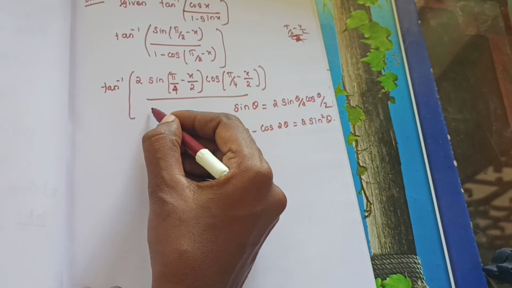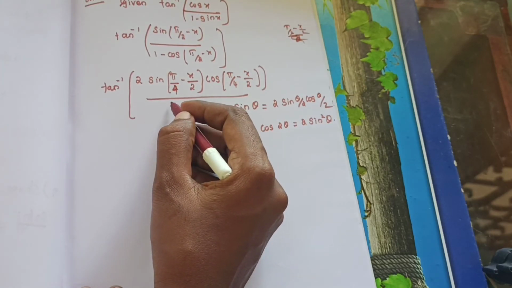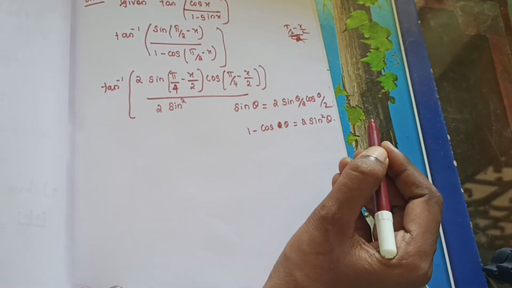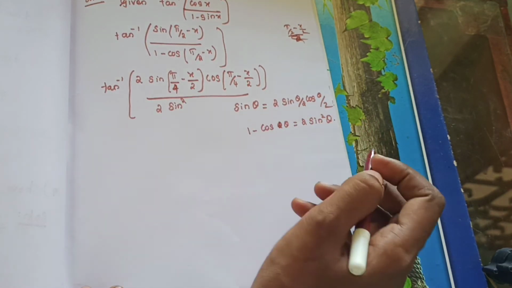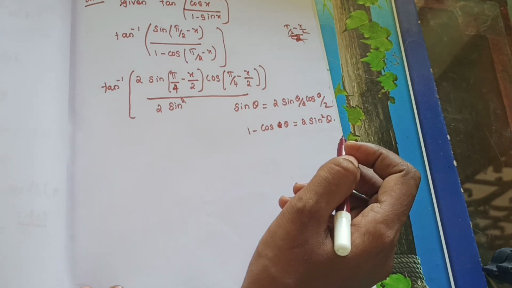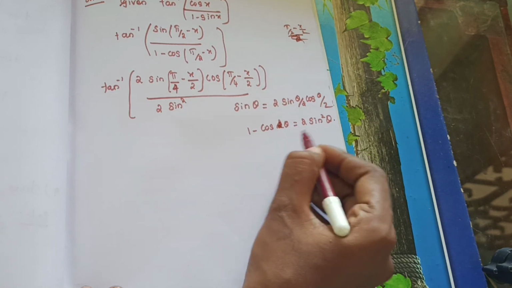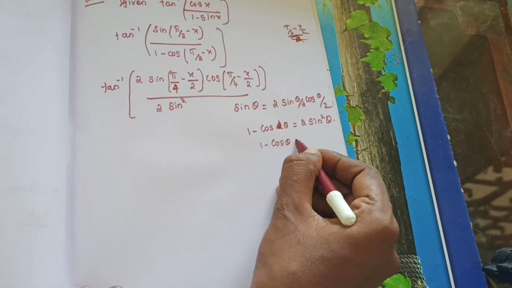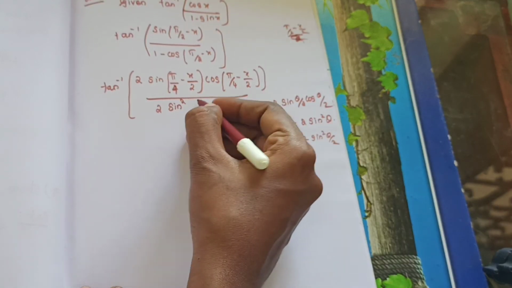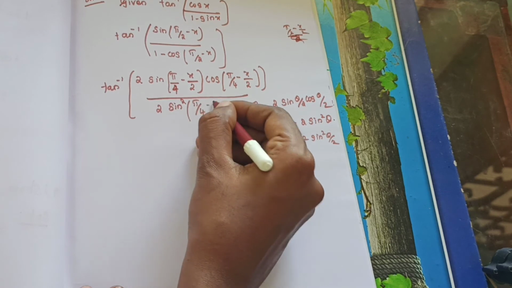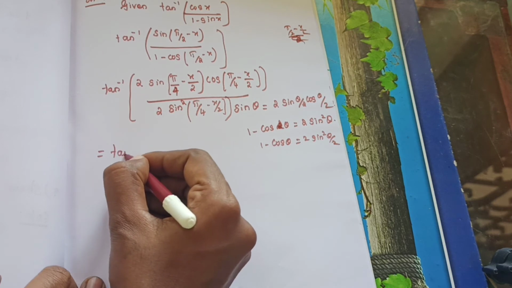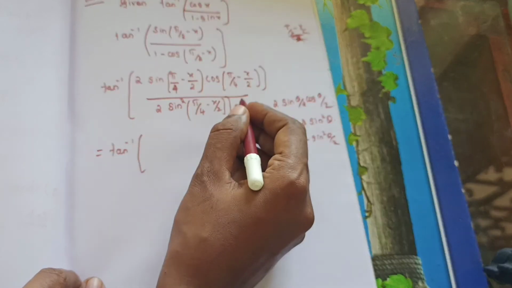So divided by, 1 minus cos theta can be written as 2 sin square theta by 2. So 1 minus cos theta means 2 sin square theta by 2. So here also theta by 2, same as that, pi by 4 minus x by 2. Understand? Equal to tan inverse of sin, is it right?